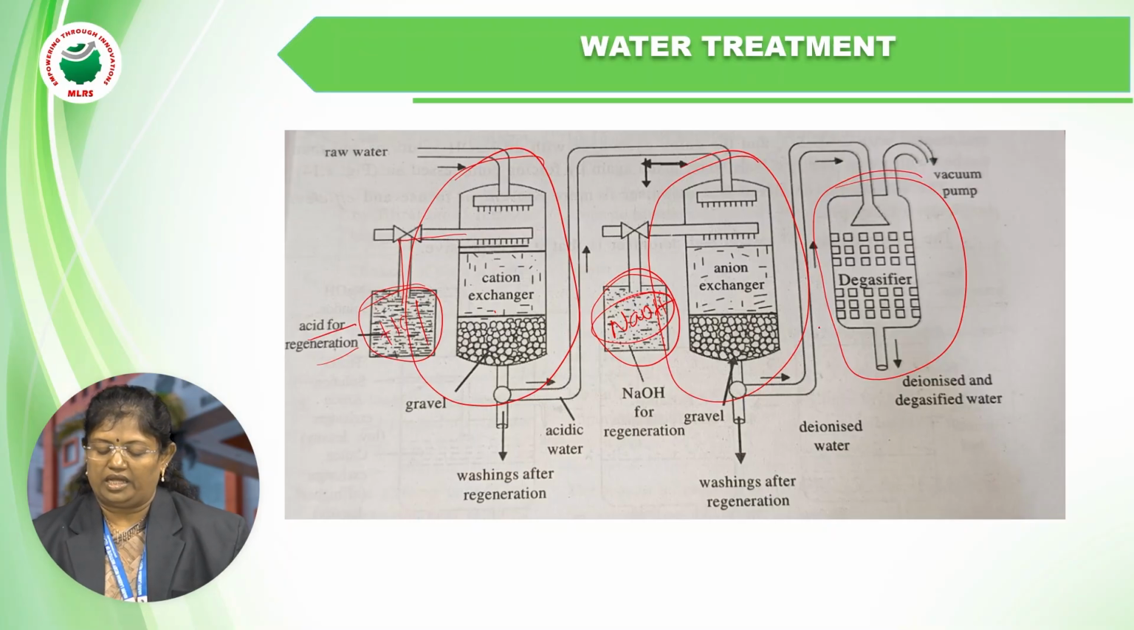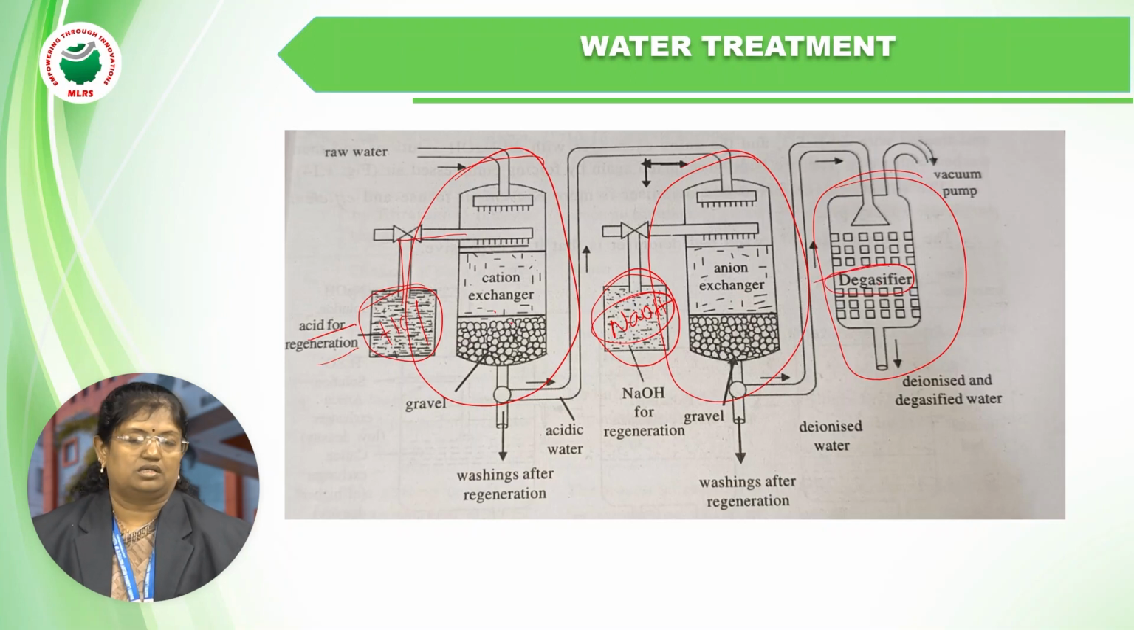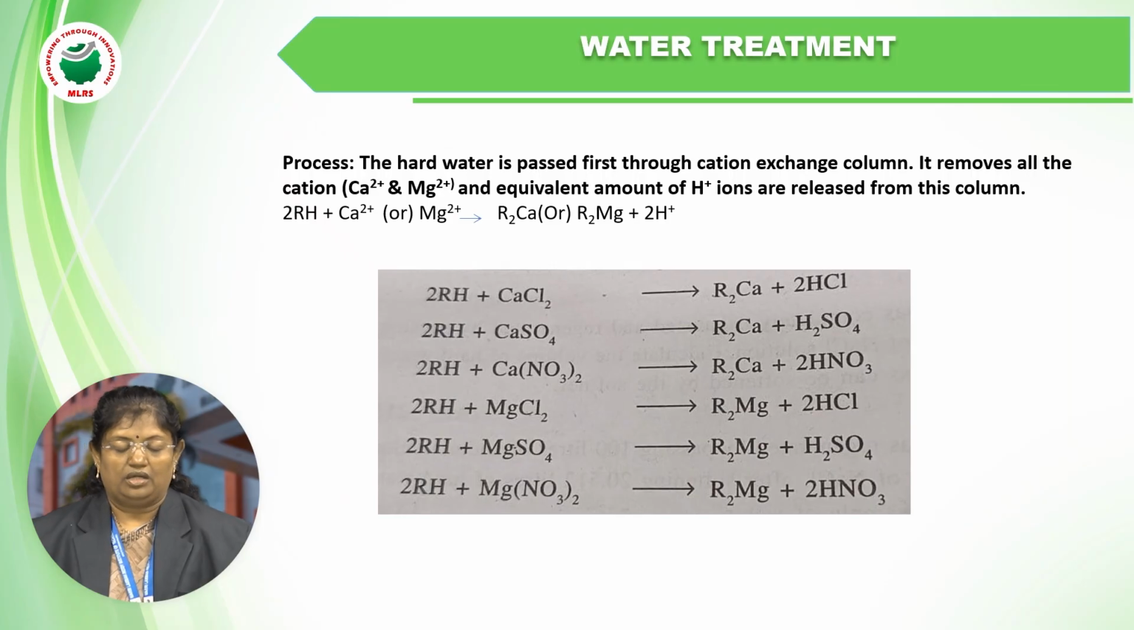And this is again connected to the degasifier. Why all this, and what process is involved, we will discuss now. Now we are entering into the actual process of the ion exchange method. Here this process involves the first step: the hard water is first passed to the cation exchange column.